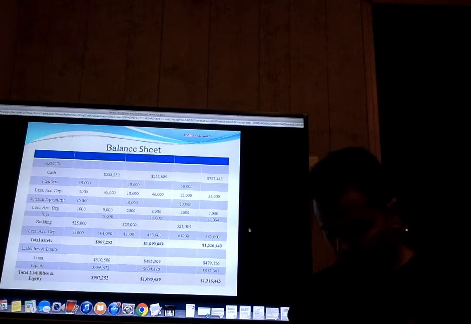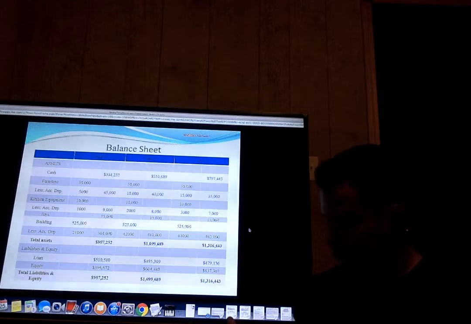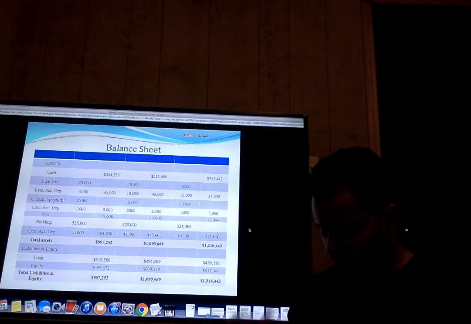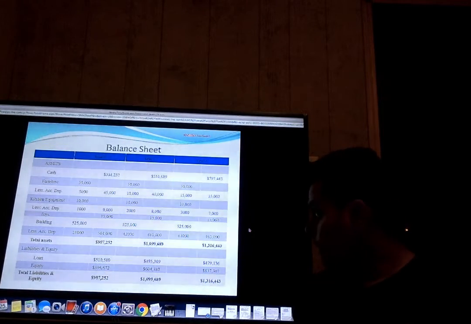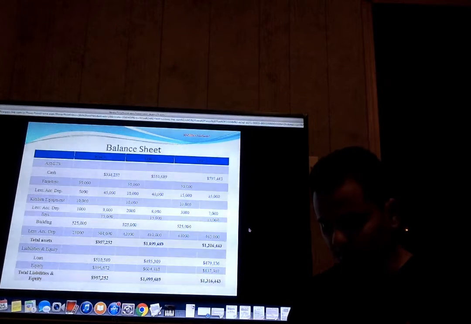And the balance sheet: the rate of depreciation on the furniture and kitchen equipment will be 10% annually with the straight line method. No depreciation on toys, and the building will be depreciated by 4% annually.